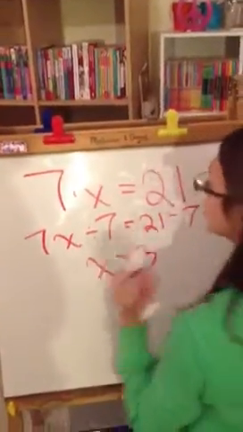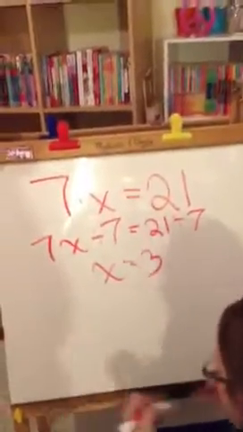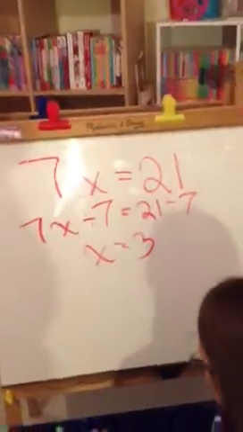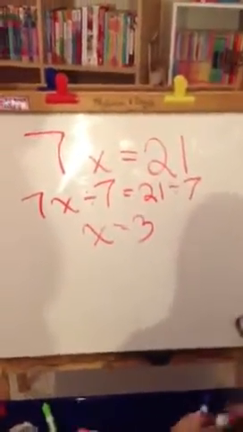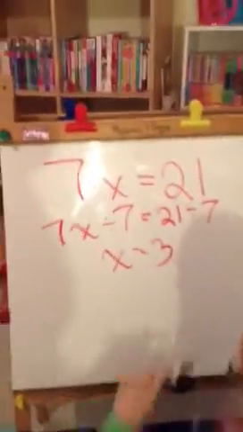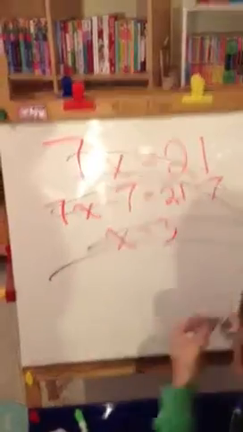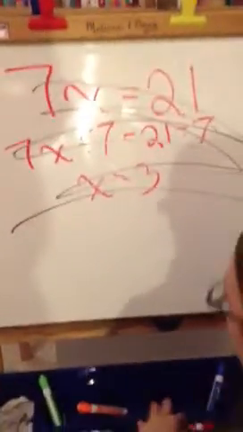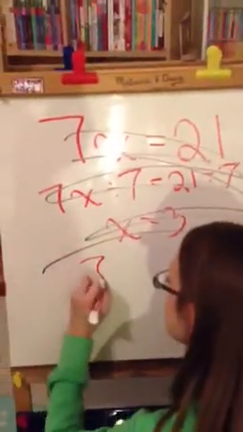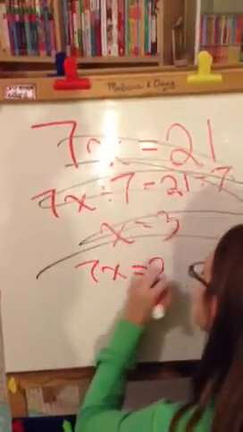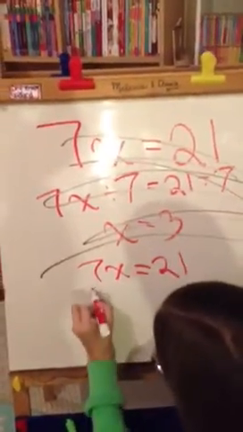So 3. There's another way you could do this, we're going down here. Don't pay attention to this right now. Focus down here. Okay. You could do the same problem, 7x equals 21. You could also just do this.